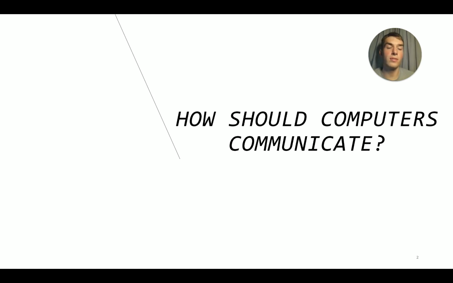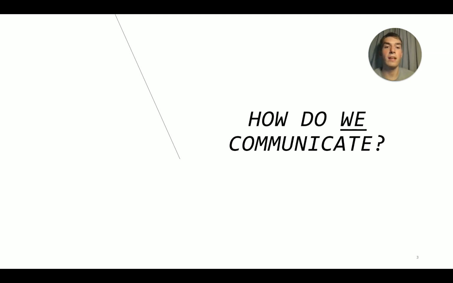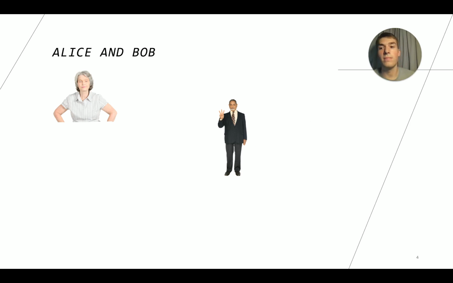We need rules in order that computers can communicate with each other and make meaning of what is being sent their way. So to answer this question, it's helpful to take a look at how we communicate as humans. And so there emerges this famous example of Alice and Bob. Alice and Bob are trying to communicate with one another and convey information, similarly to how a network, and more specifically the clients within a network, might communicate with one another.